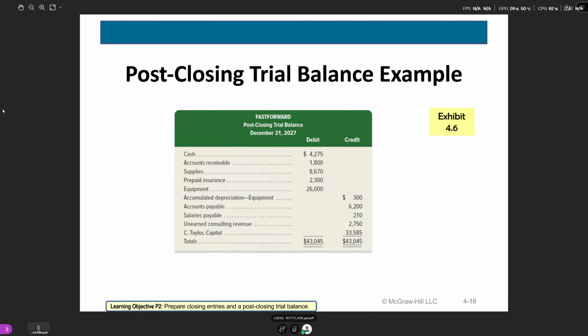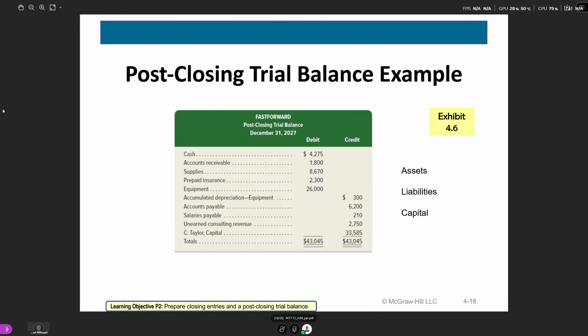What are the permanent accounts? Assets, liabilities, and your capital. So post-closing trial balance will include only assets, liabilities, capital. There are no revenues, no expenses, and no withdrawals, similar to what you have in here.